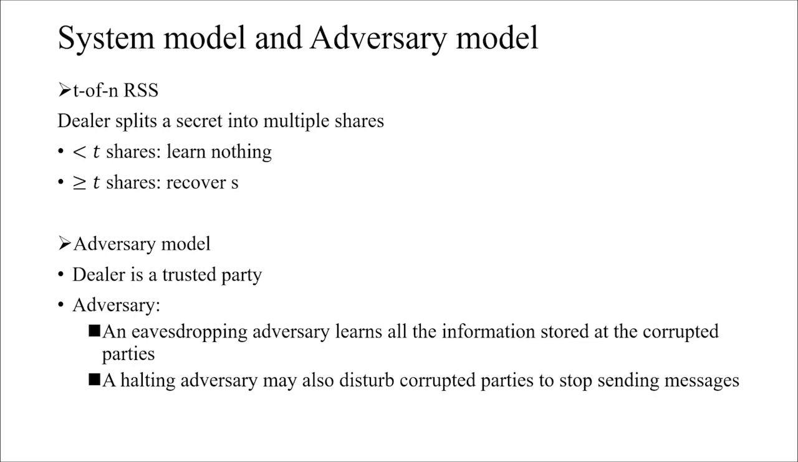We assume that an adversary in our scheme can be divided into two kinds. An eavesdropping adversary learns all the information stored at the corrupted parties. A hunting adversary may also disturb corrupted parties to stop sending messages. Our scheme can tolerate up to T-1 eavesdropping parties and up to N-T hunting parties. Besides, we assume that the dealer is a trusted party.